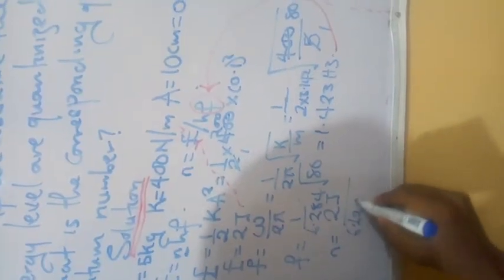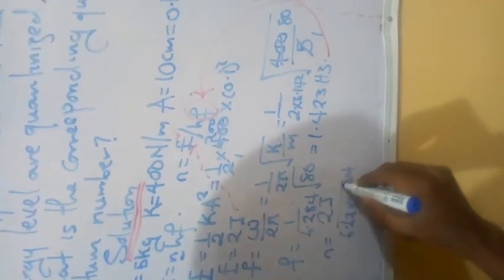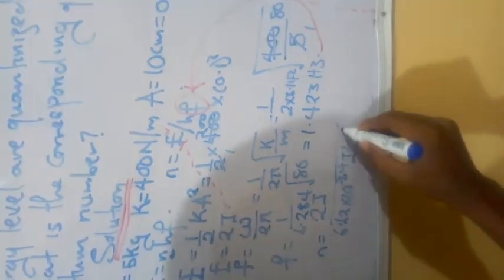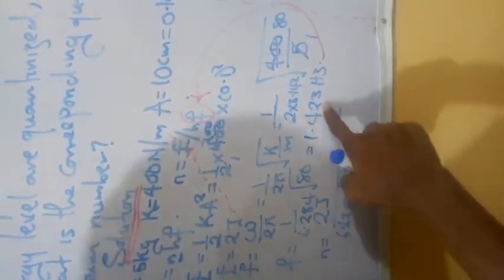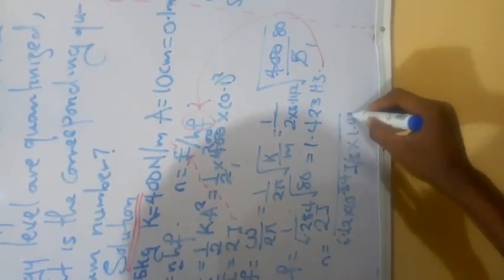Into this formula here. And that will be giving us what? So that we can get our quantum level. We're saying n now is equal to E, which is 2 joules, divided by what? Divided by H first, that's H, which is 6.62 times 10 raised to the power of minus 34 joules second, times frequency, which is 1.423 hertz.